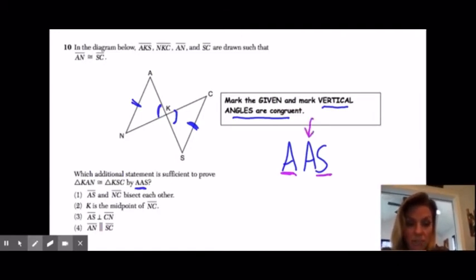So let's look at our options here. You've seen that with these geometry multiple choice questions, a lot of times you have to read every single option and eliminate as you go. So option 1 says, if they told us that AS and NC bisect each other, would those triangles be congruent by angle, angle, side? Well, we know a bisector gives us a midpoint.